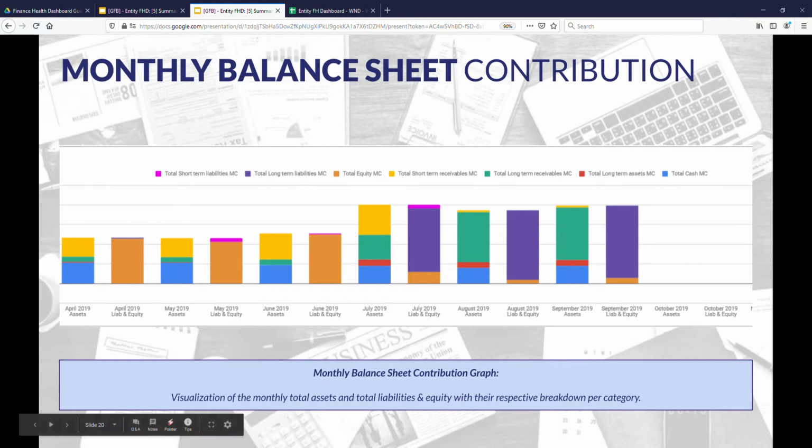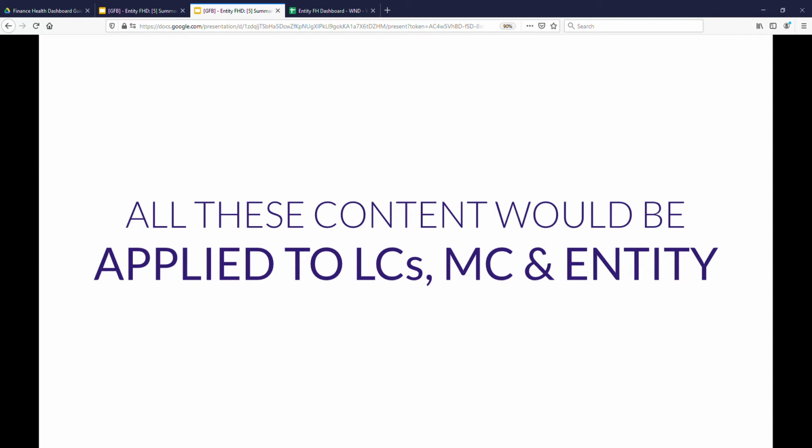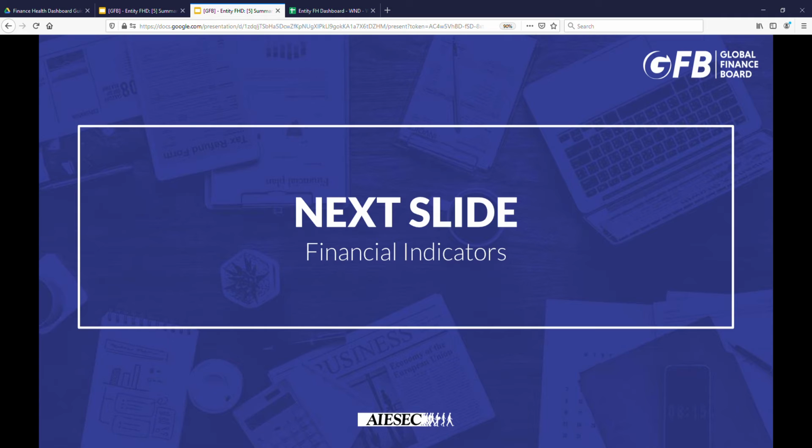Then this is a graph for monthly balance contribution, which is also categorized into different categories of assets and liabilities. Ideally, per month, the asset categories and liability categories would total to the same balance of bars. That's why you can see in different months that the columns for the same month are all balanced at the same level. Again, all this content would be applied to LCs, MC, and entities, so I don't need to repeat it. That's pretty much it on the summary part.